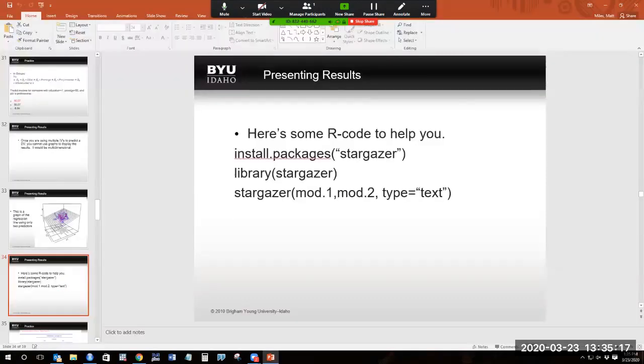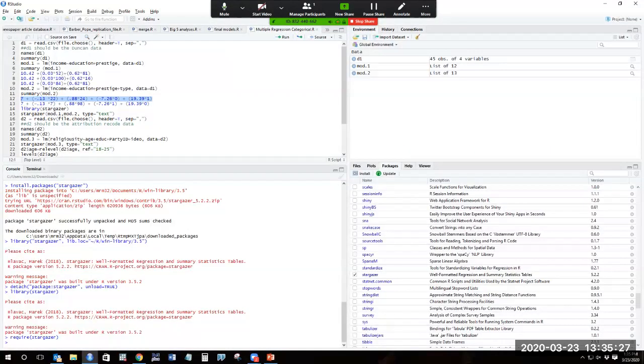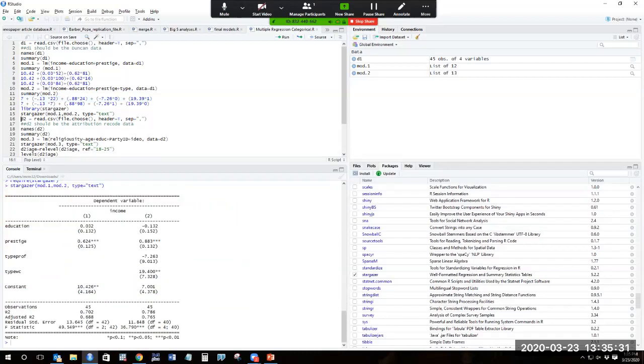Okay. Then you use this code, Stargazer, and you put the models side by side, mod.1, comma mod.2, and then say type equals text. And then you're going to see something that hopefully looks familiar to you. So this looks like the kinds of tables you see in social science research, right? Only it's a little nicer.